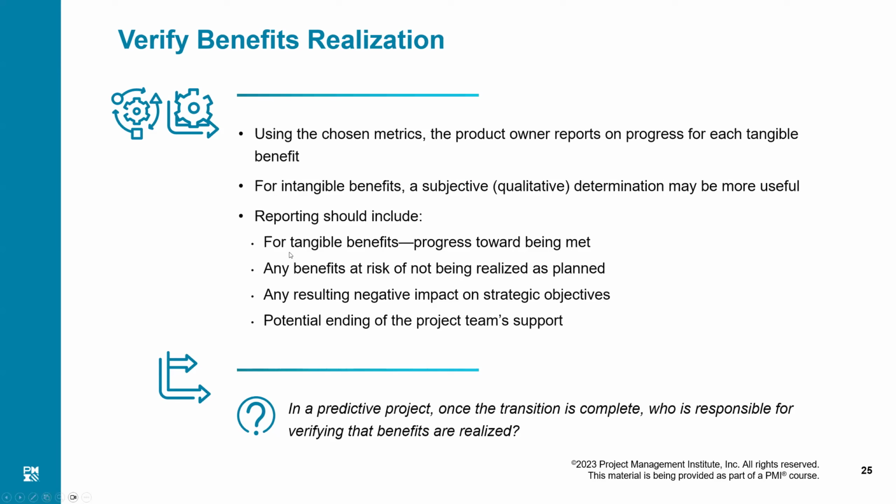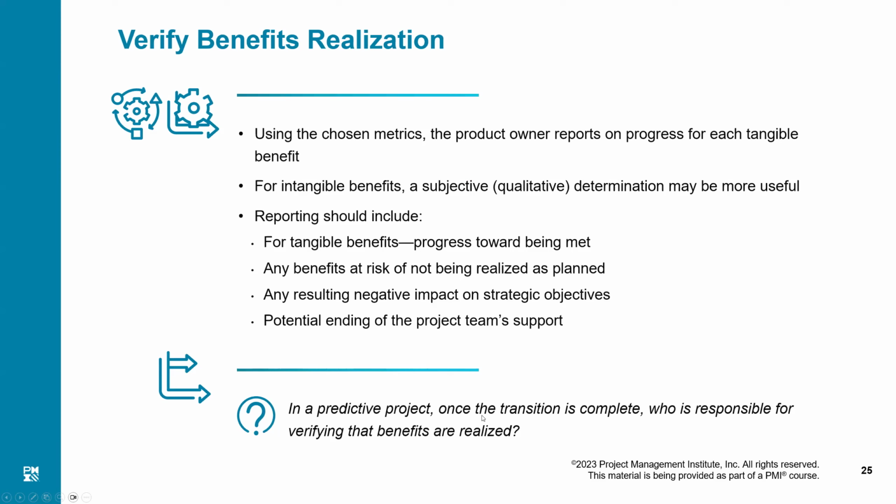Reporting should include, for tangible benefits, progress toward being met, and any benefits at risk of not being realized as planned. So, risk in benefits, we have already talked about that. If there are any risks to the benefits, we will hand over those risks to the customer, so they are supposed to be reporting on that. Also any resulting negative impact on strategic objectives and the potential ending of the project team support, when the project team will stop providing support to the customer for the benefit realization.